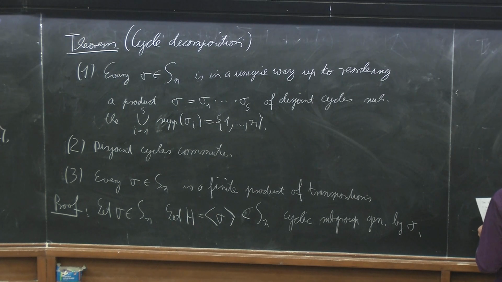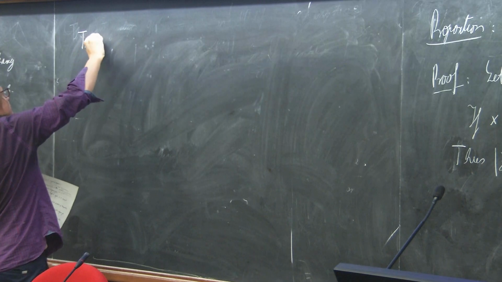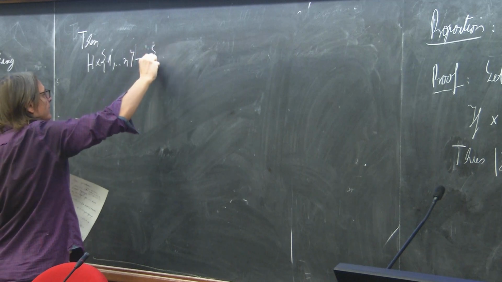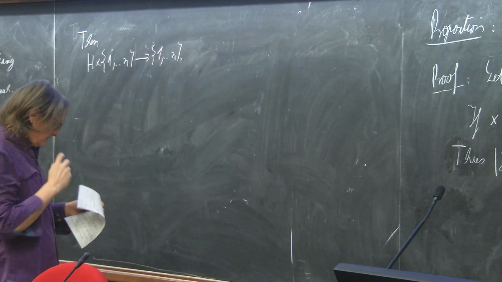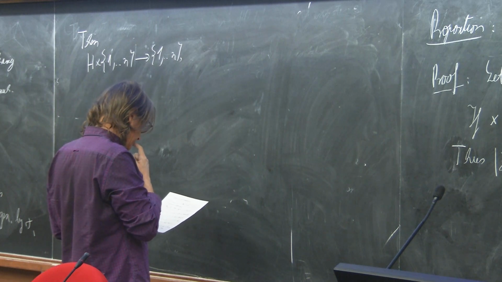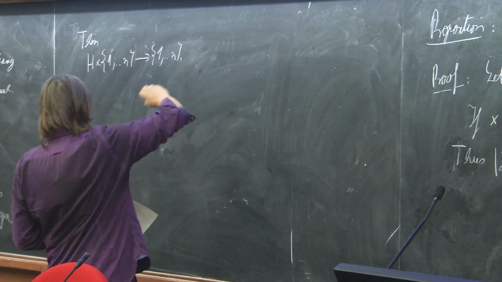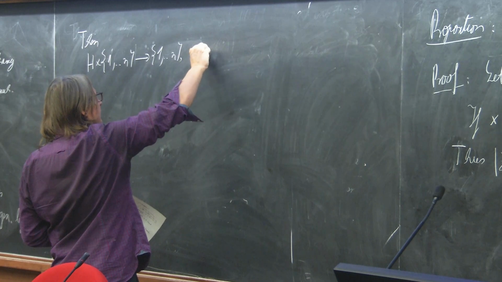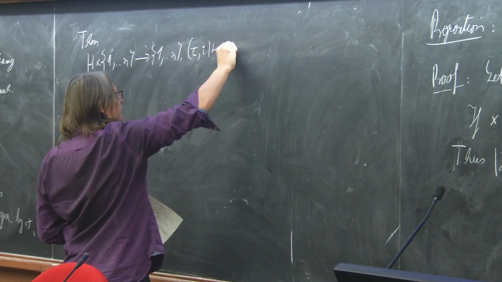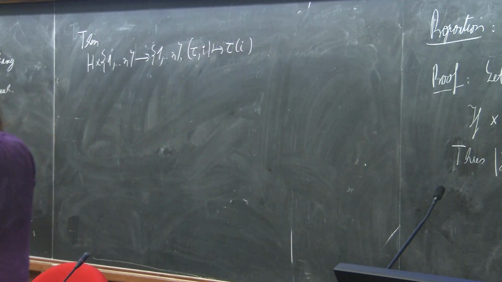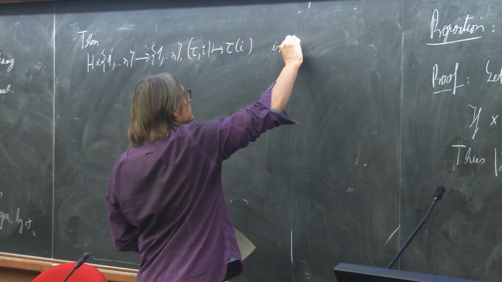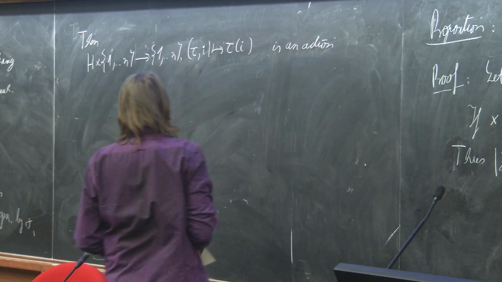So then a map from H times the set 1 to n to 1 to n, which sends, say, any element in H, which I will call tau, and i to tau of i. Tau is a permutation, so it's a bijection of the set 1 to n to itself. So this is an action of H on the set 1 to n.